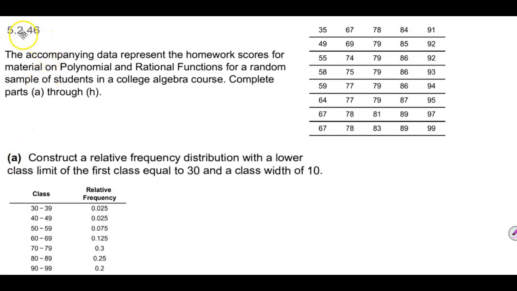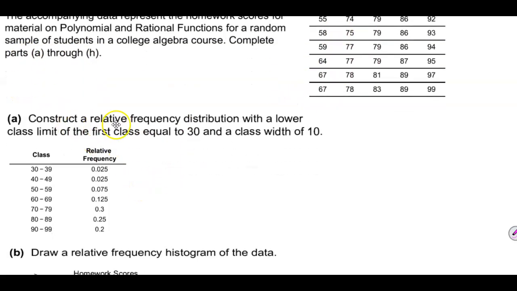Okay, for section 5.2.46, the accompanying data represent the homework scores for material on polynomial and rational functions for a random sample of students in a college algebra course. We're going to complete parts A through F using this data. First part wants us to construct a relative frequency distribution with a lower class limit of the first class equal to 30 and a class width of 10.